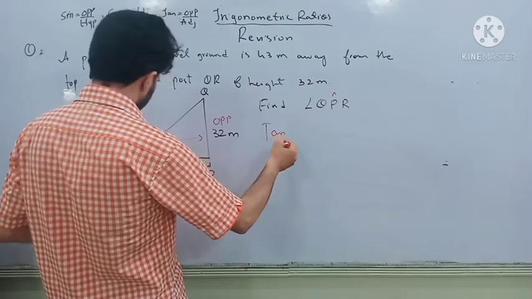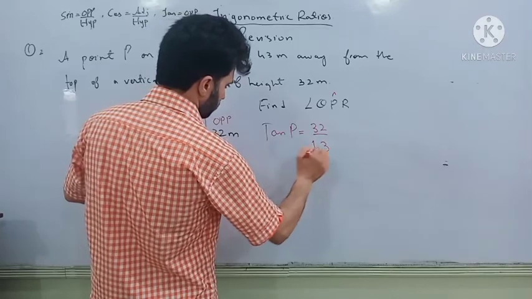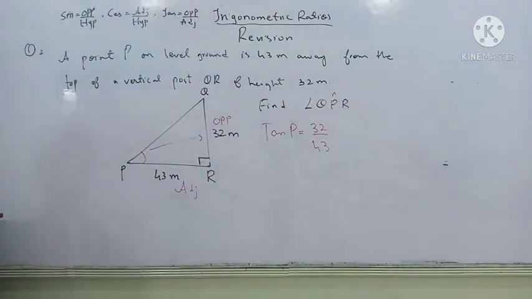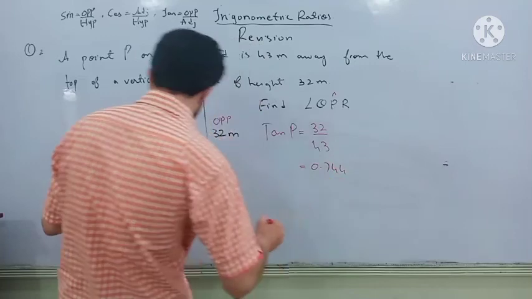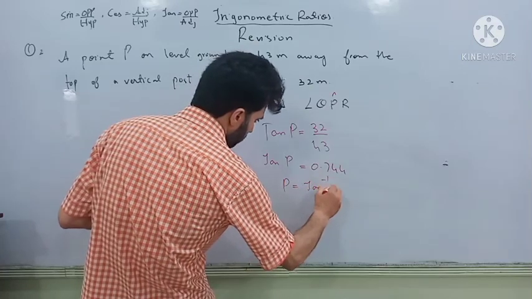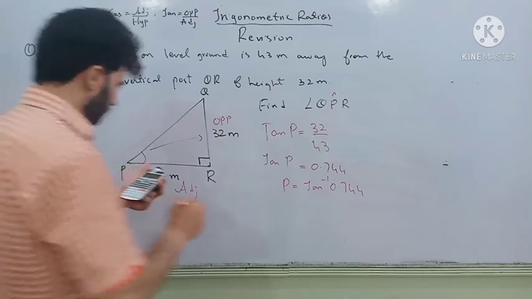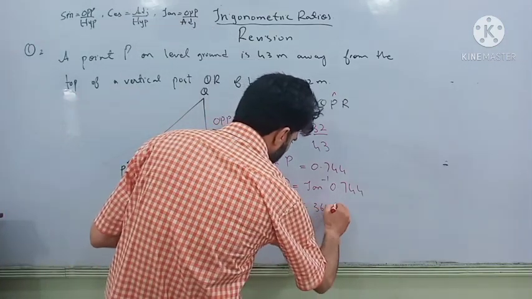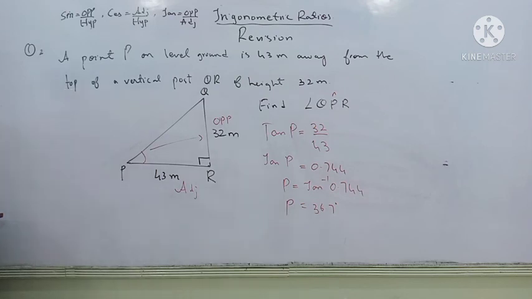Tan P is equal to opposite 32 over 43. 32 over 43 is 0.744. Now take tan inverse. Tan inverse 0.744 is 36.7. 36.7 is the required angle.